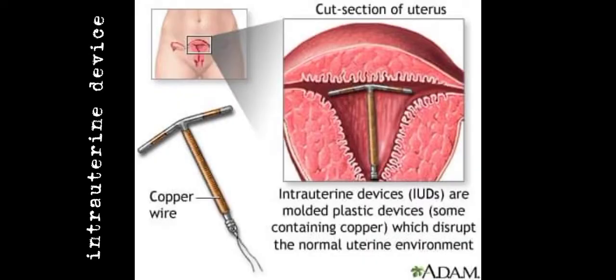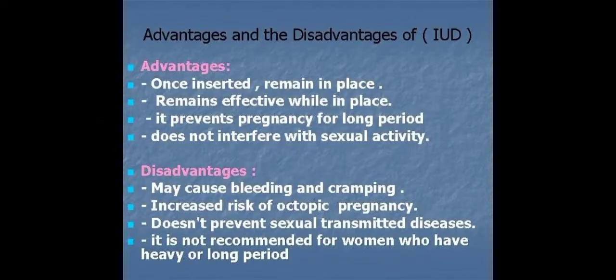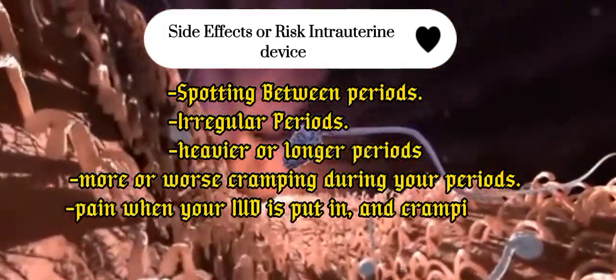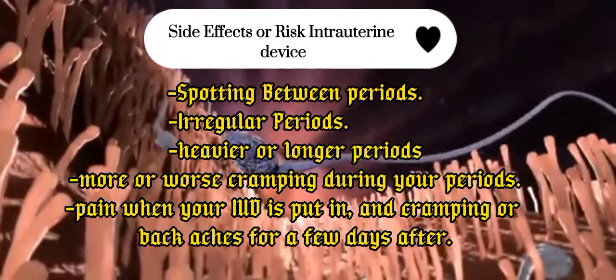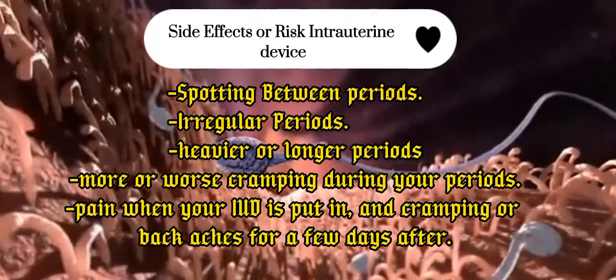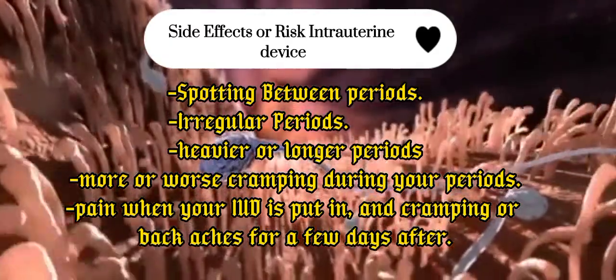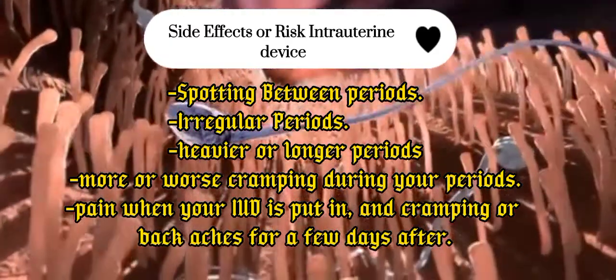Intrauterine device. Spotting between periods, irregular periods, heavier or longer periods, more or worse cramping during your periods, pain when your uterus is put in, and cramping or backaches for a few days after.